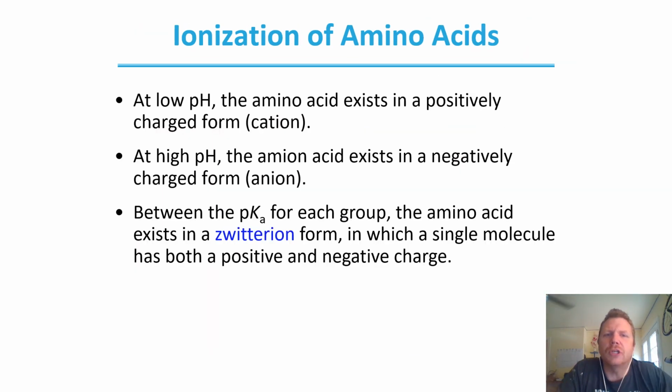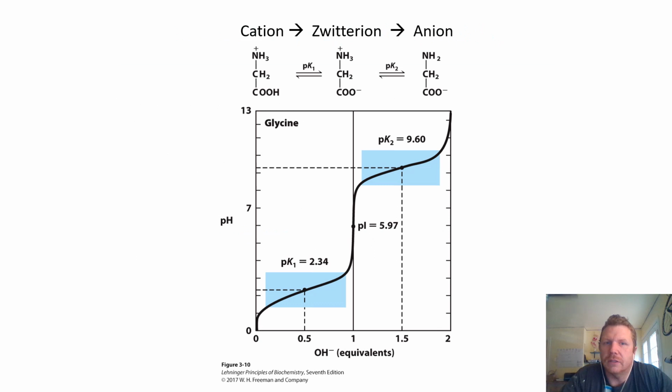So regarding the ionization of amino acids, at a low pH the amino acid exists in a positively charged, or cation, form. At a high pH, the amino acid exists in a negatively charged, or anion, state. Between the pKa for each group, the amino acid exists in its zwitterionic form. A zwitterion is a molecule that has a positive and a negative charge simultaneously.